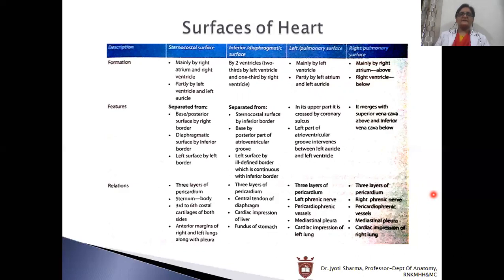Now we see the inferior surface or the diaphragmatic surface. It is formed by 2 ventricles, 2/3 by the left ventricle and 1/3 by the right ventricle. Separated from the sternocostal surface by the inferior border, the base by the posterior part of the atrioventricular groove, and the left surface by an ill-defined border which is continuous with the inferior border. When we see the relations, again there are 3 layers of pericardium, the central tendon of diaphragm, cardiac impression of liver, and fundus of stomach.